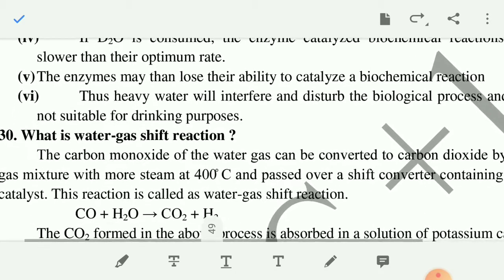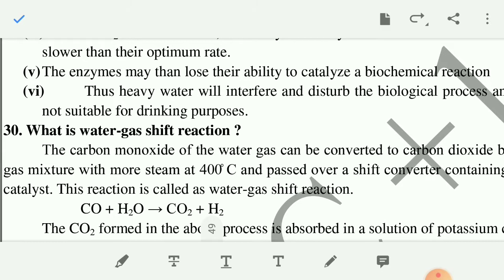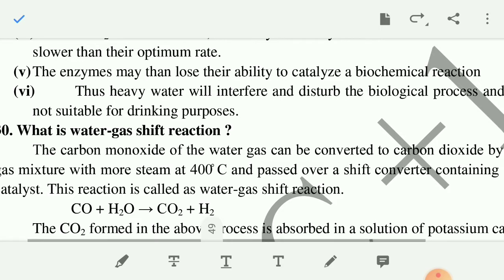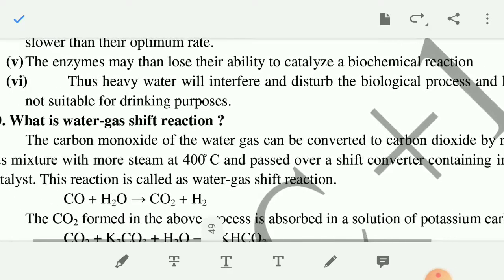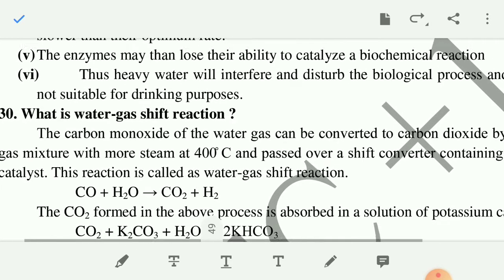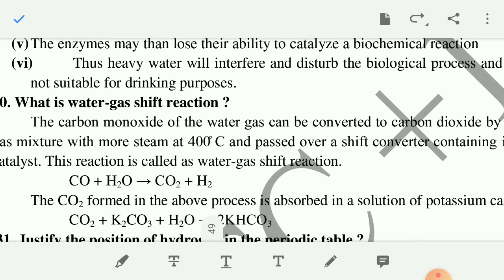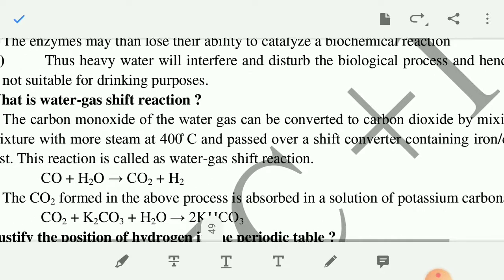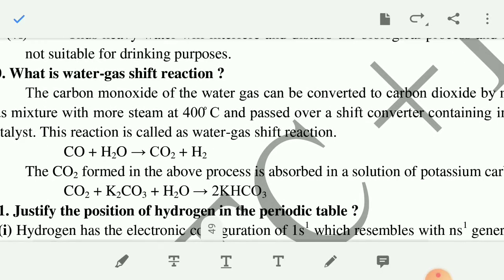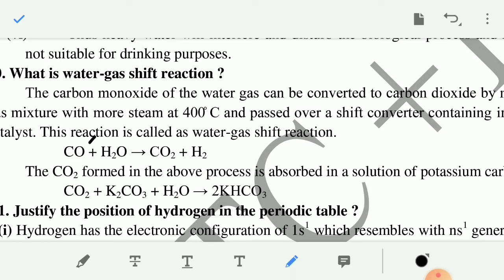The next question: what is the water gas shift reaction? It may be asked repeatedly as a 2 mark or 3 mark question. The carbon monoxide, CO, of the water gas can be converted to carbon dioxide by mixing the gas mixture with steam at 400 degrees Celsius and passing it over a shift converter containing iron or copper catalyst. CO plus H2O is converted into CO2. This reaction is called the water gas shift reaction.